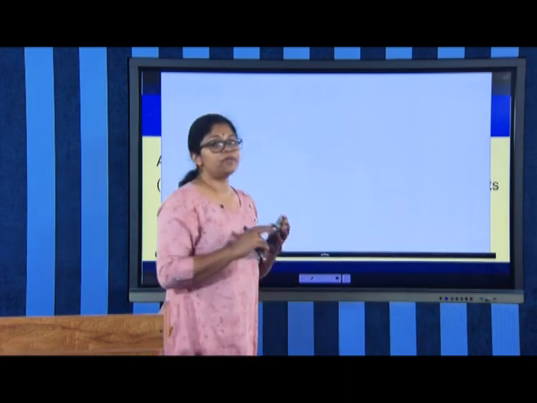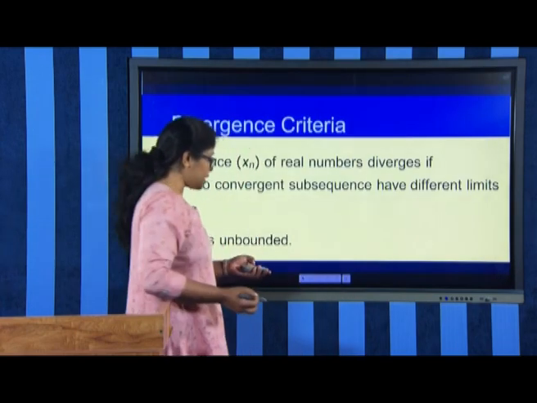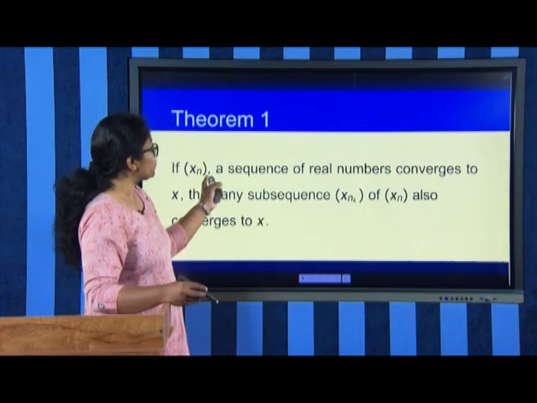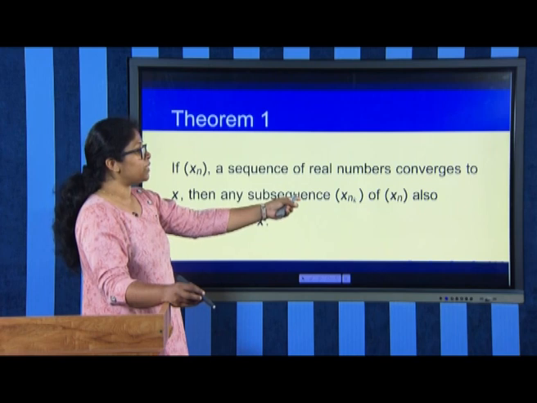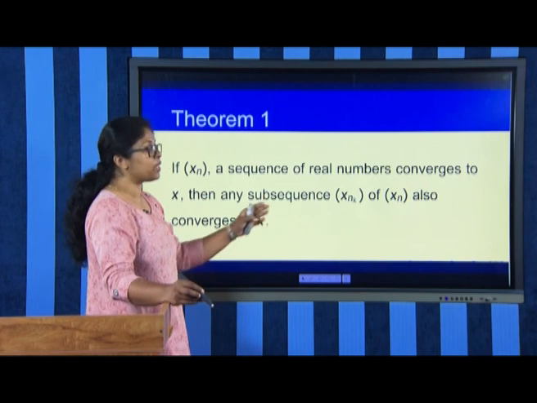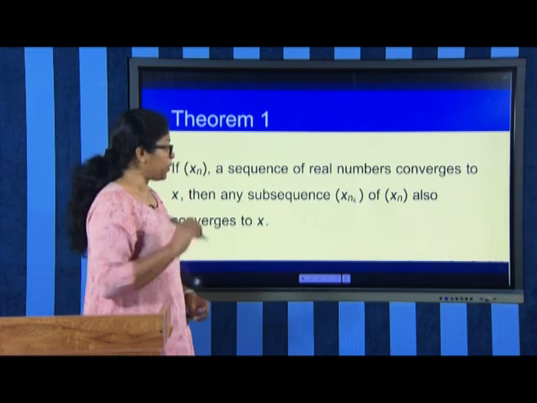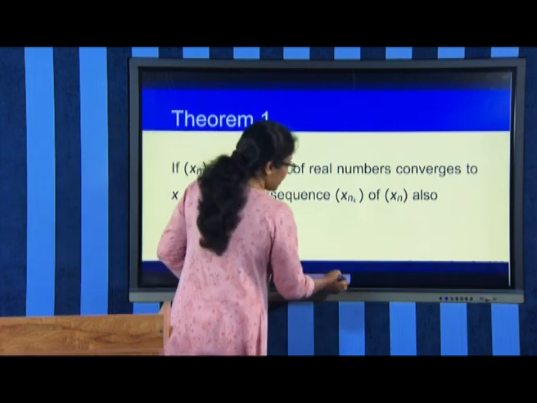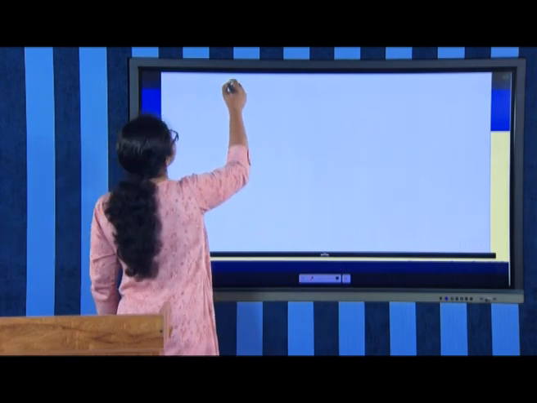suppose you have two different subsequences which converge to two different limits, definitely that contradicts theorem 1 that we have just now seen. If the sequence xn is converging to any x, then whatever subsequence we take should also converge to x. So, if we have two subsequences which converge to two different limits, definitely the sequence cannot converge to the single point x. So, we can see an example to illustrate that.